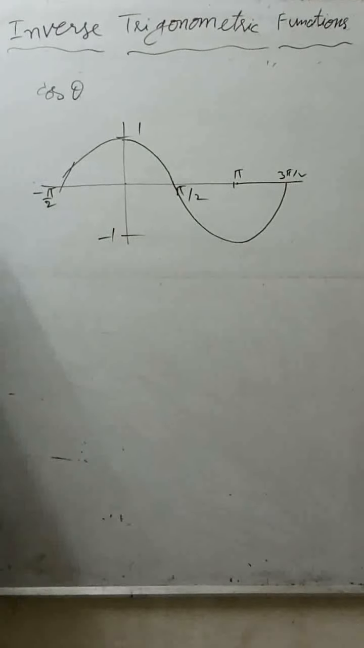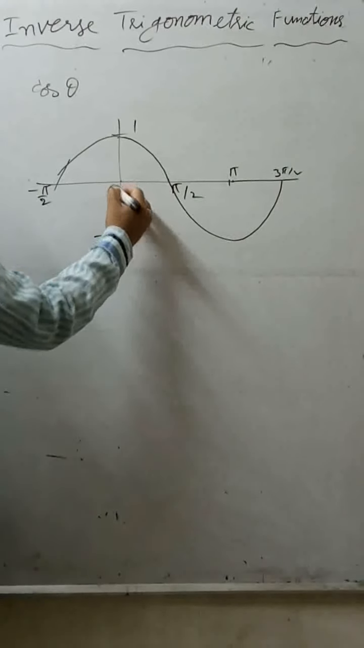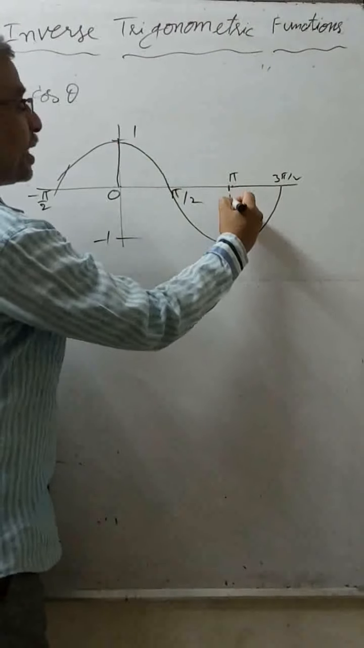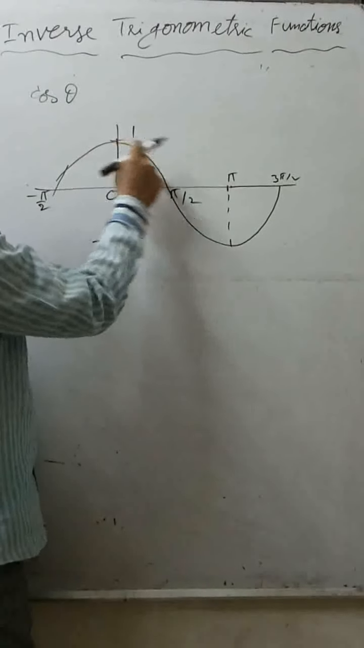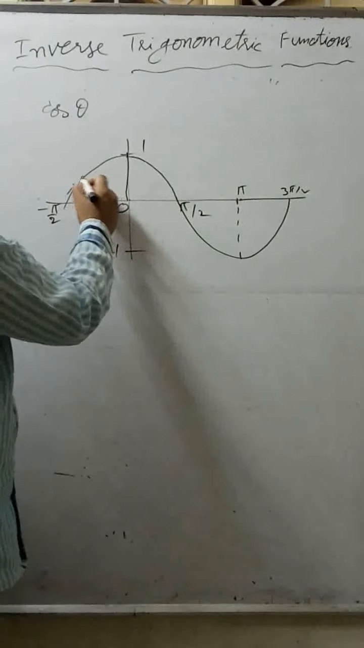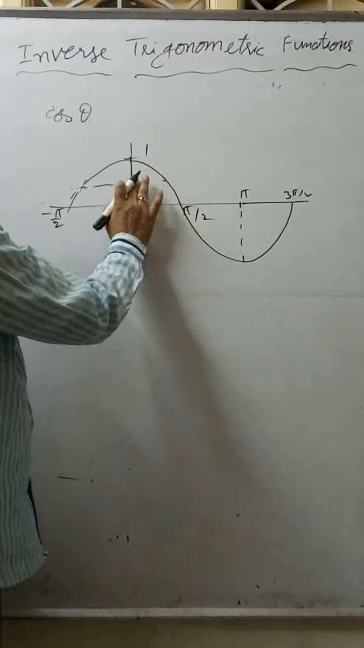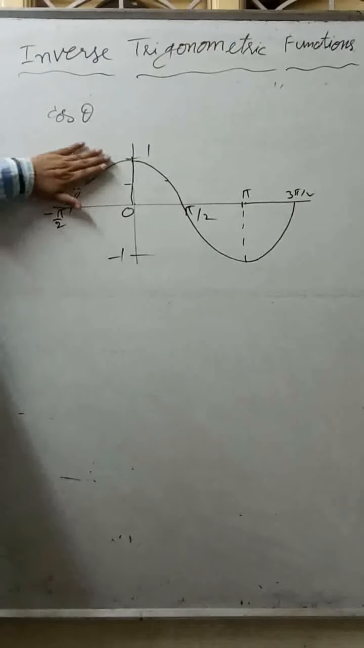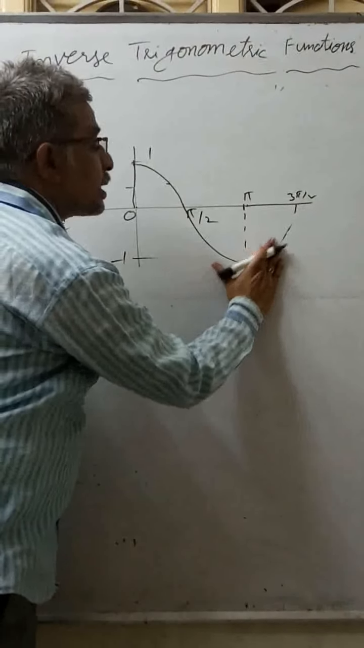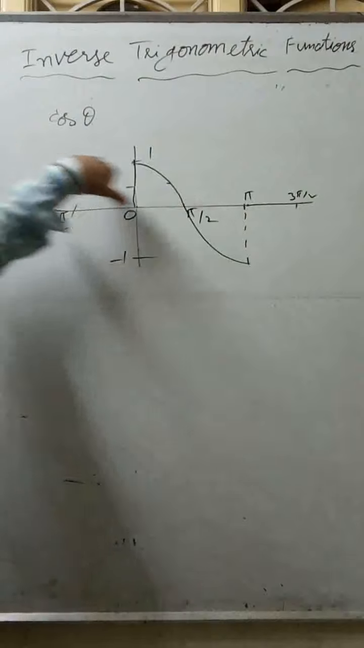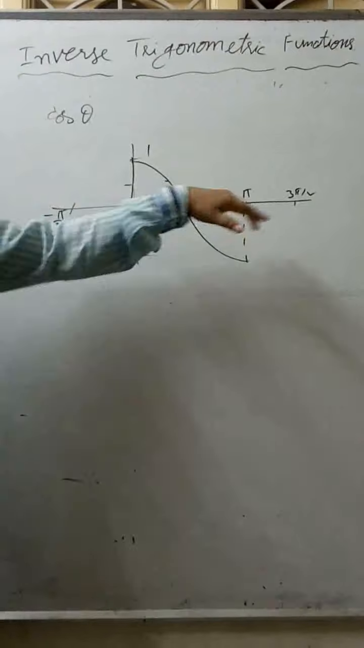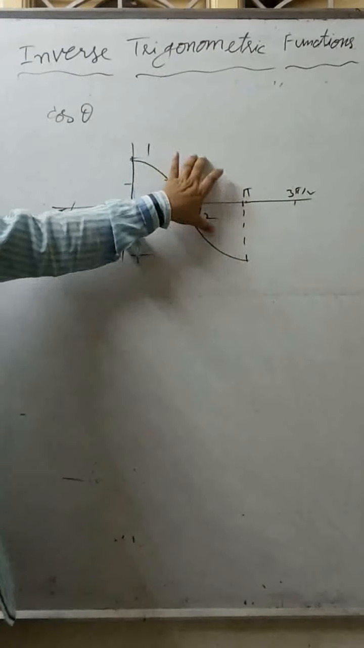Now to make it 1-1, again we will do the same thing. We should take the required domain, which is 1-1 and onto. So I will take the domain as 0 to pi. If you take minus pi by 2 to pi by 2 like sin theta, you won't get 1-1 and onto, because a horizontal line is cutting at 2 points. But if you cut the graph properly, and draw any line parallel to the x-axis, it cuts the curve at only one point. Means now it becomes 1-1 and onto.